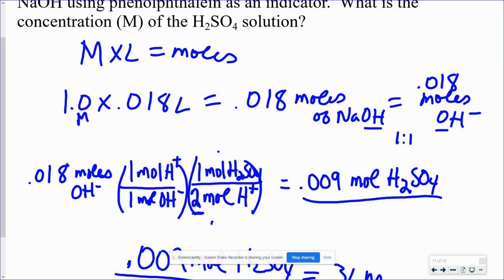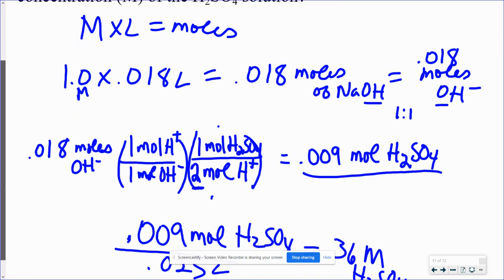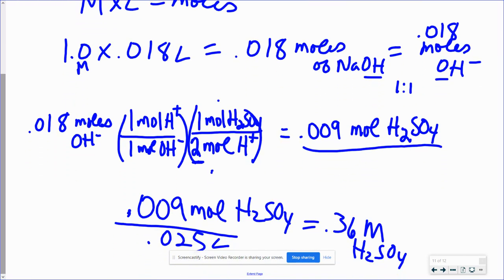So then lastly, now that we have our moles of H2SO4, you still divide by the liters and you get the molarity of the H2SO4.